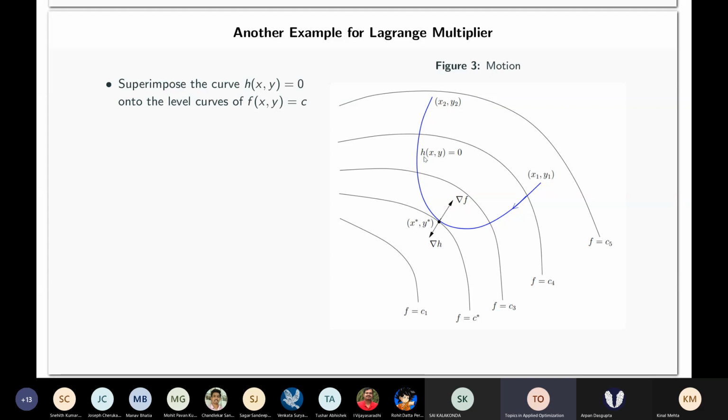So the way things go now, it's very clear. I will just go through this again in a very quick way. Now this is the abstract setting. h is some constraint, which is the blue curve here. I am moving; I started from x1 y1.